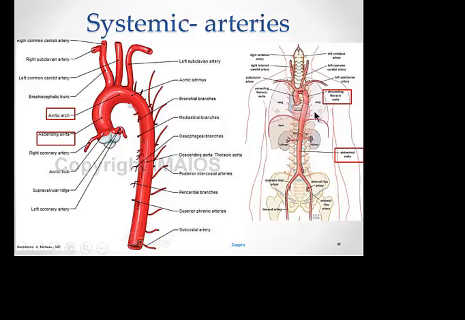This part here is called the abdominal aorta. What it does is it gives off branches from its ventral surface. That means from the front, it gives off 3 branches which supply the gastrointestinal organs. And then from the sides, it gives off branches which will supply the other organs.